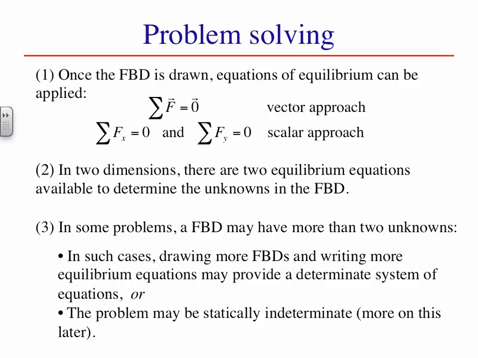If the number of unknowns exceeds the number of equilibrium equations, this isn't bad or wrong, it just means additional information must be brought to bear in order to solve the problem. Equilibrium alone is not sufficient, and the problem is said to be statically indeterminate.